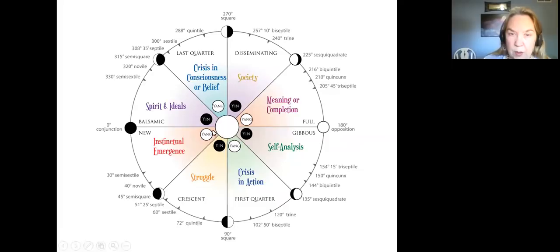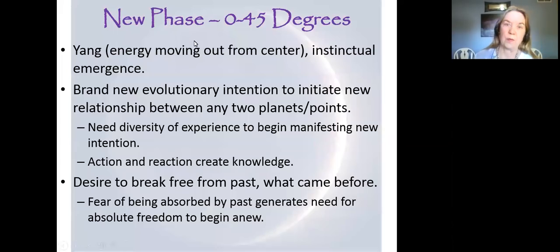As you can see right here in the inner circle, these phases alternate between yang and yin. Yang energy moving out from the center, yin energy moving back into the center. The key word we've used for new phase is the instinctual emergence. So, what happens when any two planets are in a new phase to each other between 0 and 45 degrees? There is a brand new evolutionary intention that is being born and initiated between these two planets or between a planet and a point.